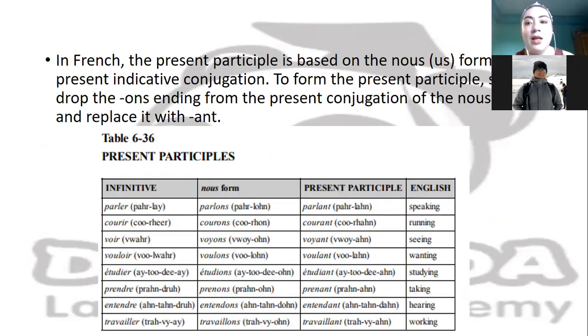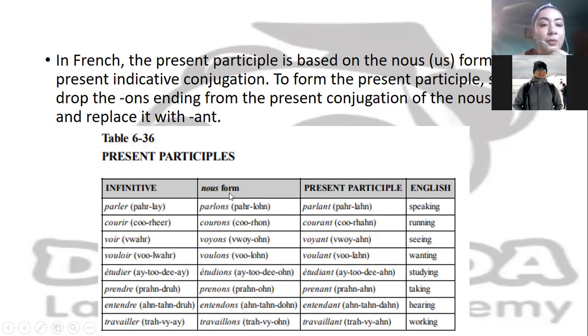So in French, the present participle is based on the nous or us form of the present indicative conjugation. To form the present participle, simply drop the ONS ending from the present conjugation of the nous form and replace it with ANT. Yes, for example, in this table, we have the present participles, which is right here. So, eto, meron tayong infinitive verb form. And then we have the nous form.